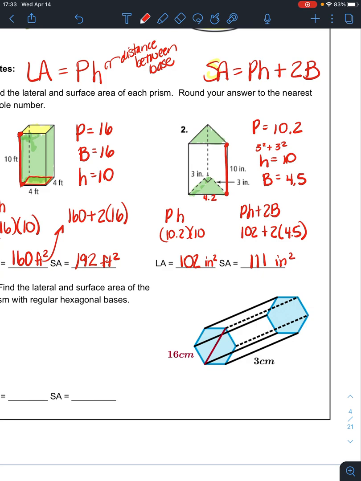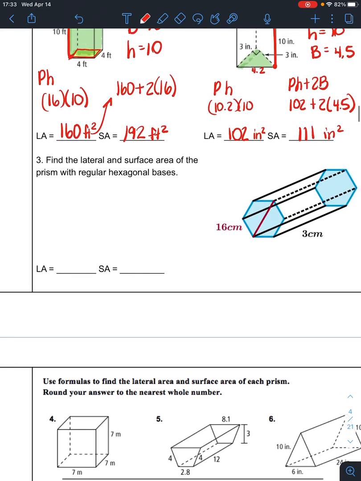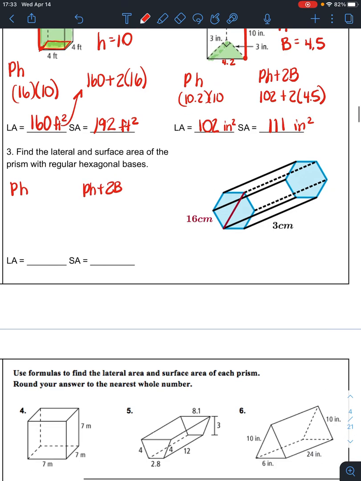Okay, so every time, use those same formulas. The only thing that's going to change is the B, the area of the base. So again, we need PH and we need PH plus 2B. So notice this time that I have hexagonal bases. Okay, it's obviously not drawn to scale if the hexagon has a diameter of 16 and the height is 3. So I do want to draw this out a little bit bigger.